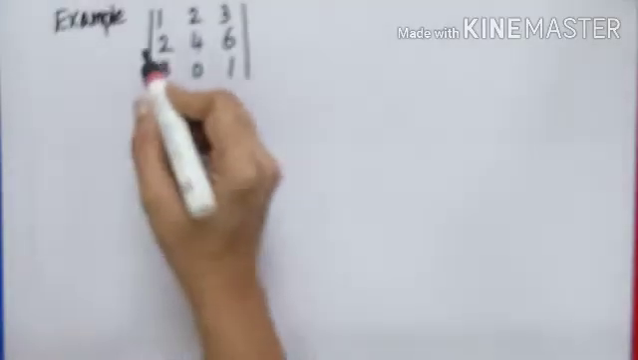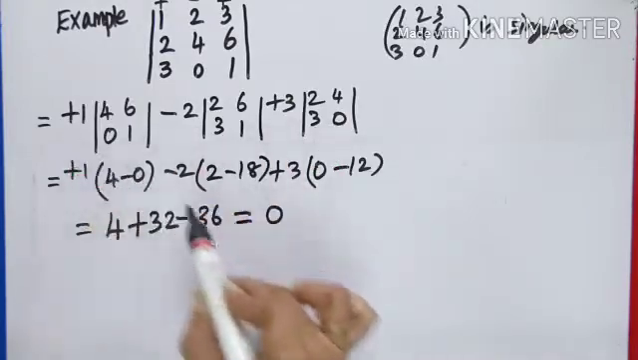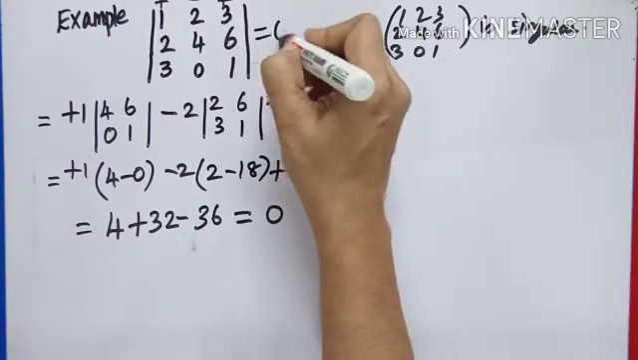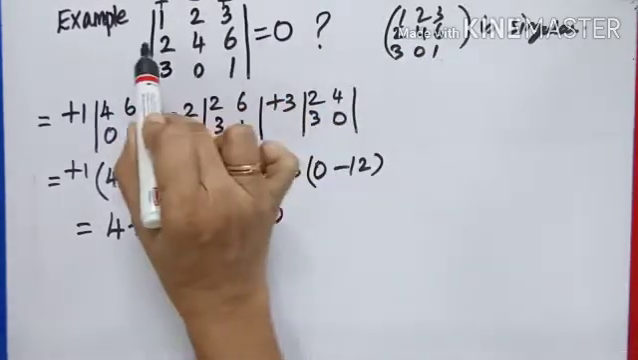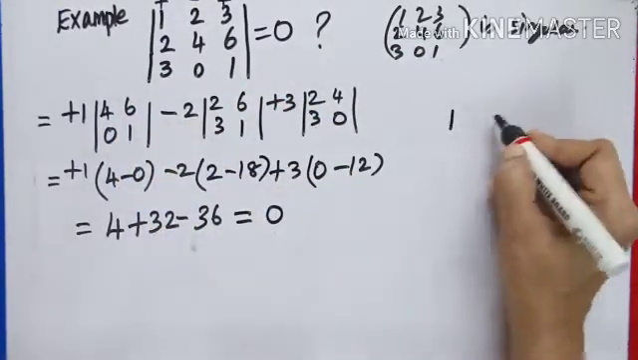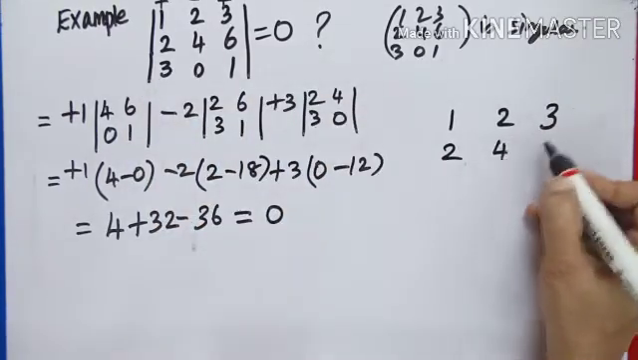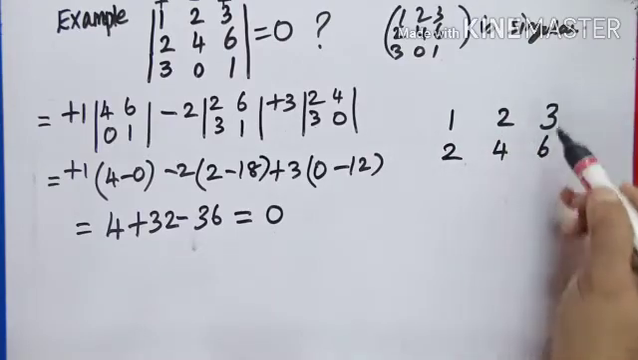How to expand this determinant. This we call expansion of a determinant. Even before doing, I could have said the answer is 0. How? Look at the first row and second row. First row is 1, 2, 3 and second row is 2, 4, 6. See, 1 into 2, 2 into 2, 3 into 2.